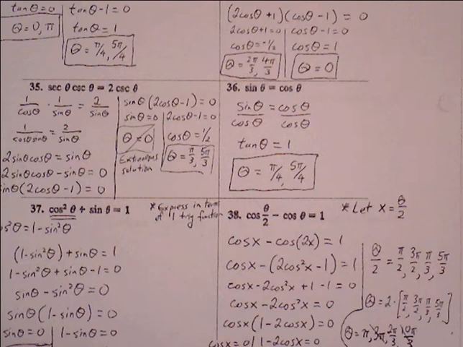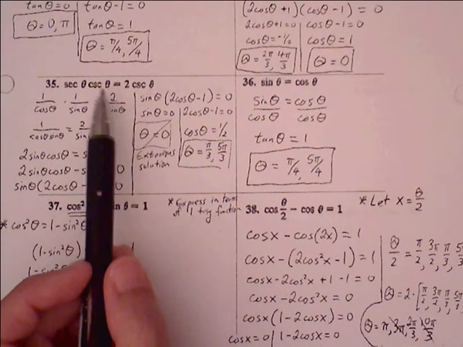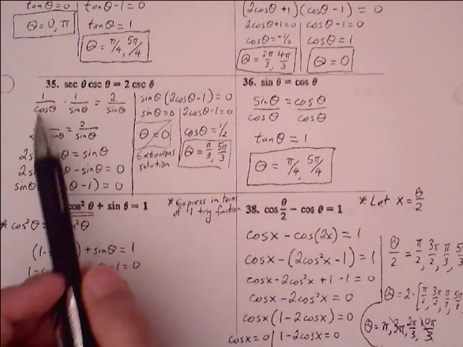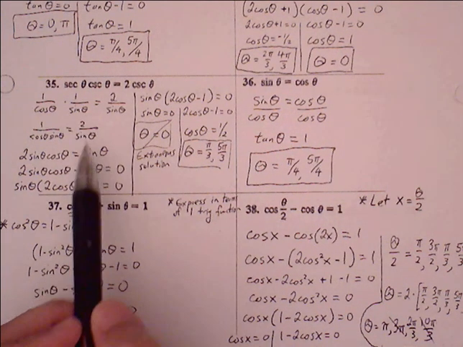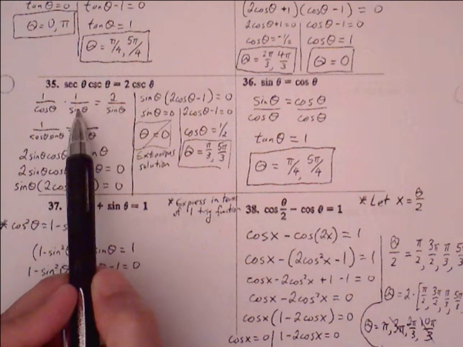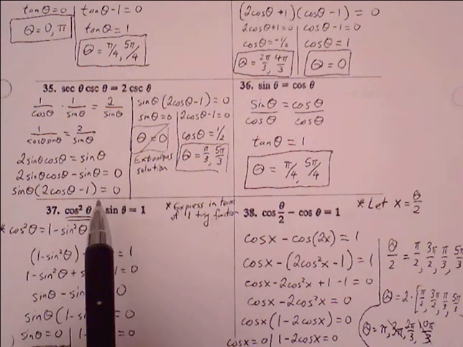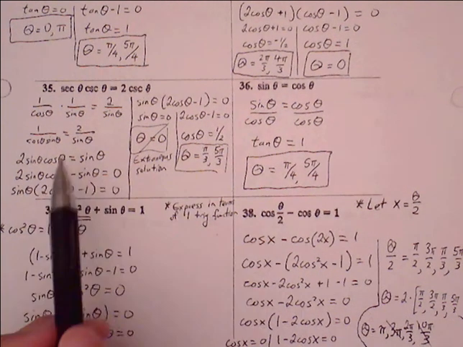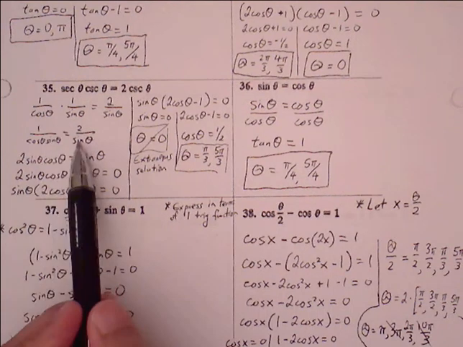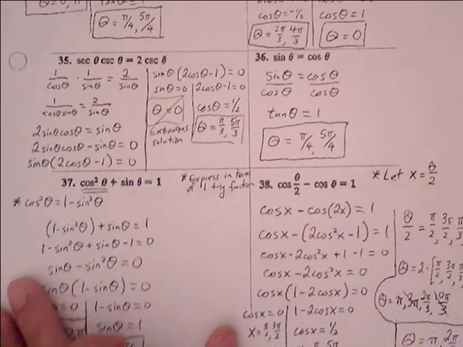35. Secant theta cosecant theta equals 2 cosecant theta. I'm going to convert everything to be in terms of sine and cosine. It's easier for me to think in terms of sine and cosine, just easier to work with. So I'll replace secant with 1 over cosine, replace cosecant with 1 over sine, and replace 2 cosecant with 2 over sine. And we can multiply this together.